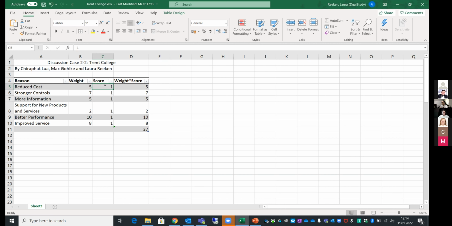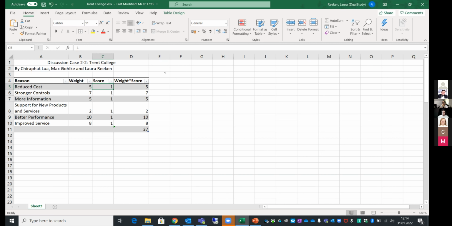If you have three different solutions, solution A, solution B, solution C, they might have a different score for each reason. So you multiply the score of that alternative by the weight and then you get the total score, right? After that, you compare which alternative gets the highest score.